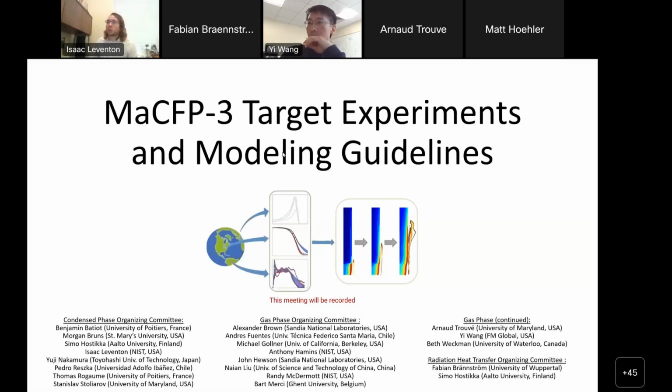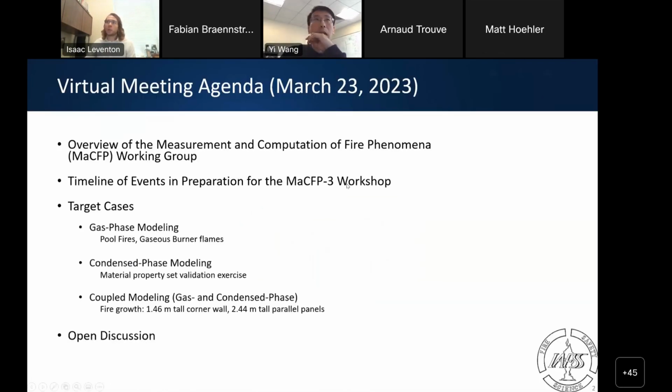This presentation will go over the experiments that we'll cover in October, the guidelines for our modelers who wish to participate, and just a quick agenda of what we're covering. We'll give some background on the main targets and objectives of MaCFP. We'll introduce the timeline of events that we need to work through to make sure we're successful in October. And a bulk of this talk will be introducing the 5 target cases of interest.